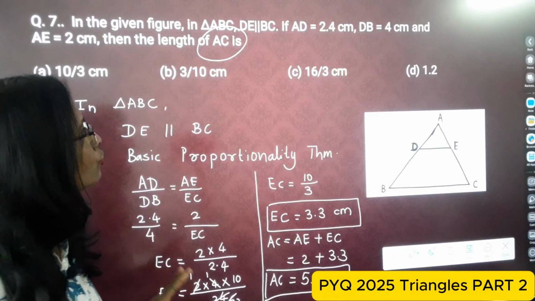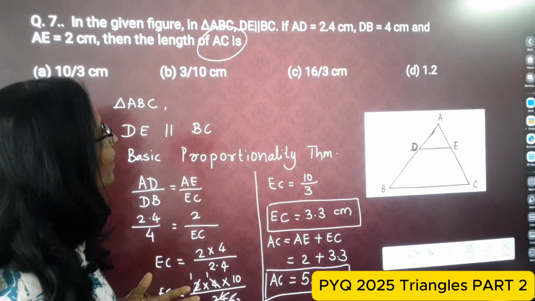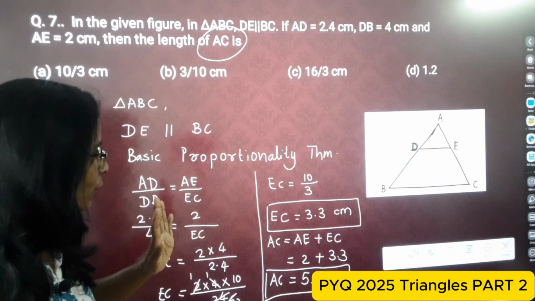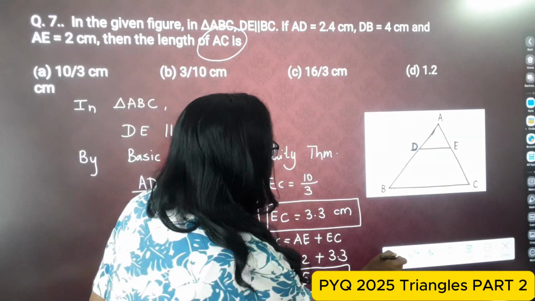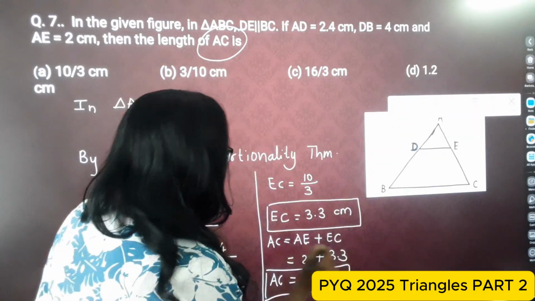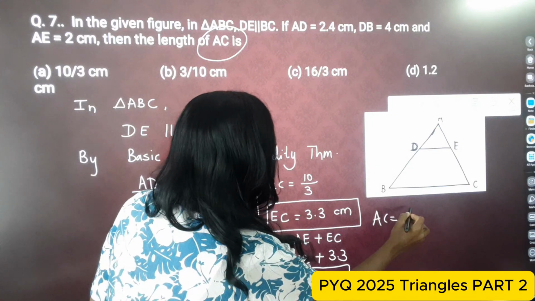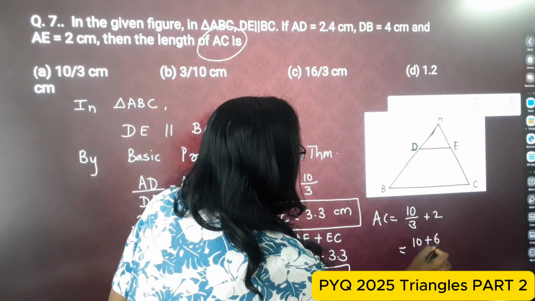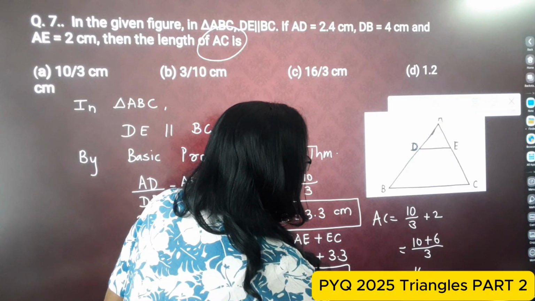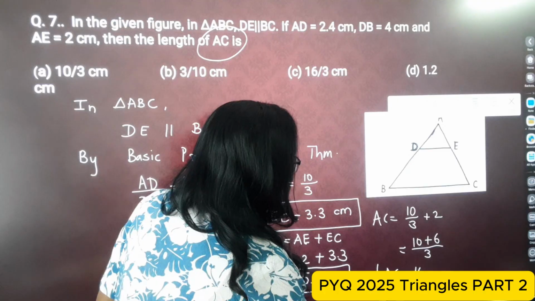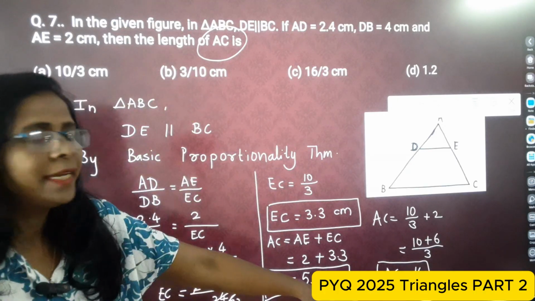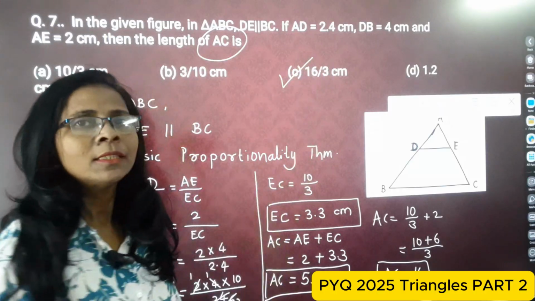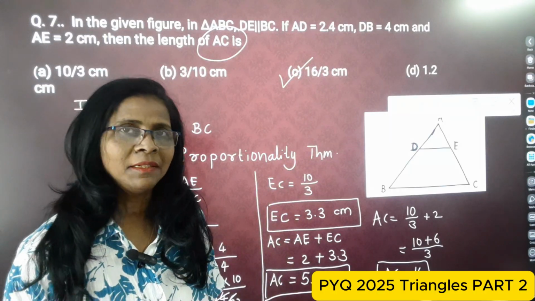So students, our correct answer, in fraction form: AC is equal to 10 upon 3 plus 2, that means 10 plus 6 upon 3, so 16 upon 3. In numerator and denominator form we can get this also, 16 upon 3. So students, the correct option is C, 16 upon 3 centimeter.